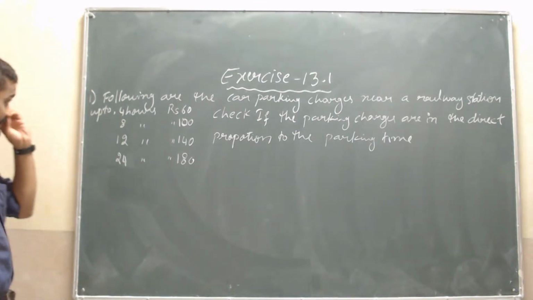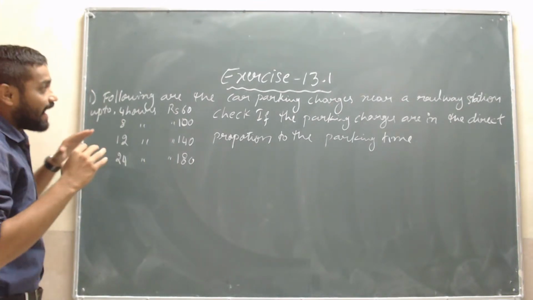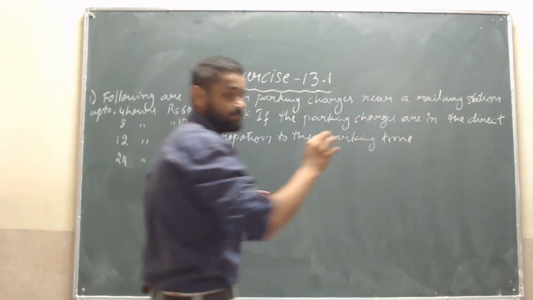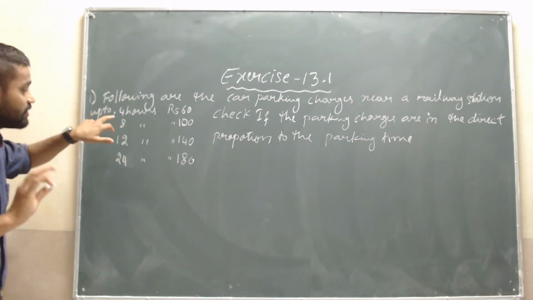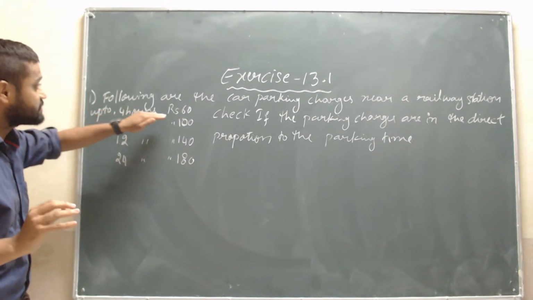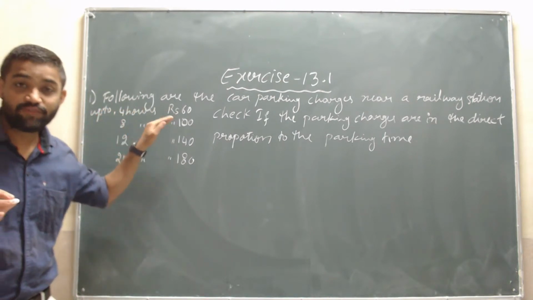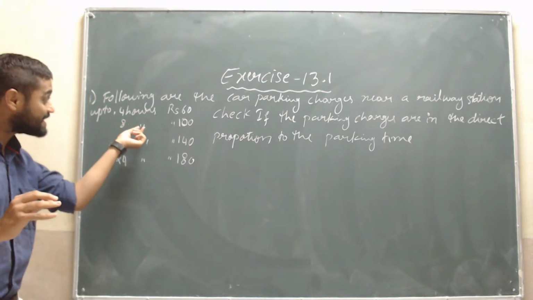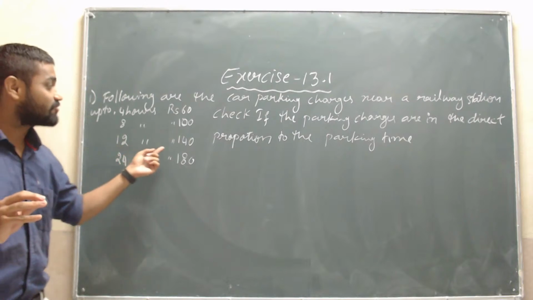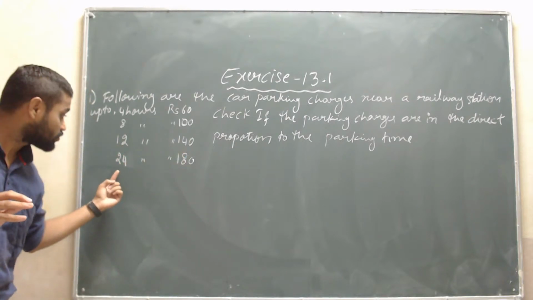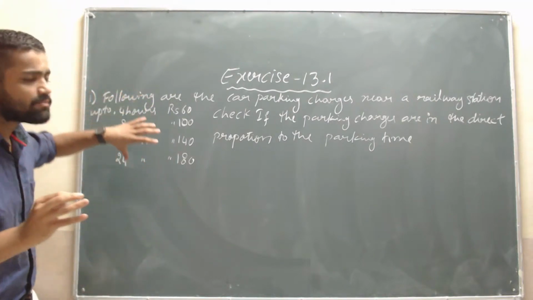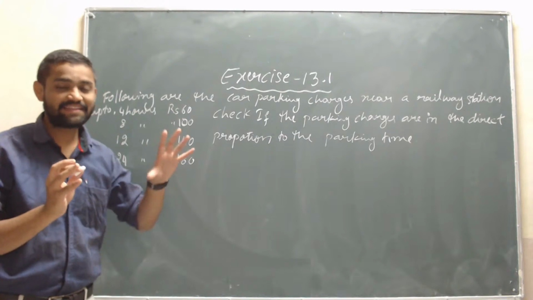Students, the first question: following are the car parking charges near the railway station. Up to what cost will they pay per hour? For 4 hours we have to pay 60 rupees. For 8 hours we have to pay 100 rupees, for 12 hours we have to pay 140 rupees, and for 24 hours we have to pay 180 rupees. This is the car parking charge near the railway station.